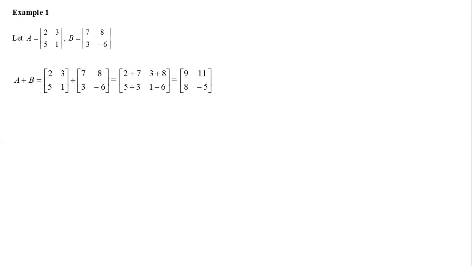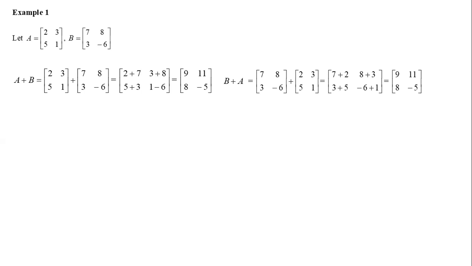Now let's look at an example. We have matrix A and B. If I add these two matrices together, A and B, the result is 9, 11, 8, minus 5. Now, let me do B plus A. When I add B plus A also, I have my result to be 9, 11, 8, and minus 5. Meaning the commutative property of the matrix holds. Do you understand? Yes. I've shown the property.